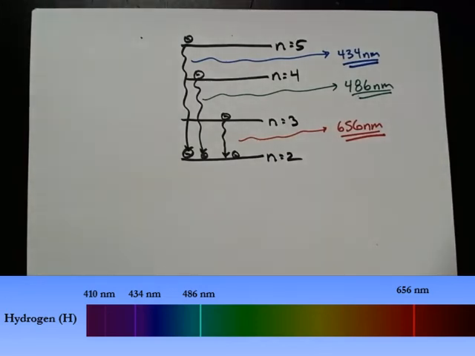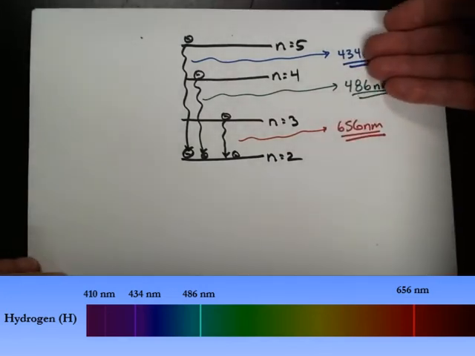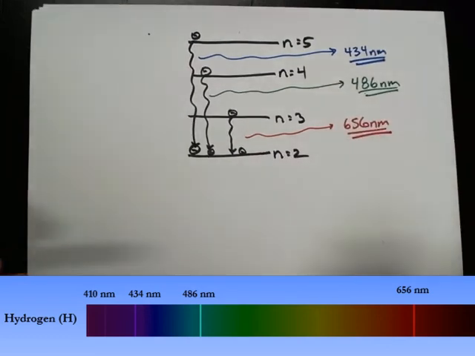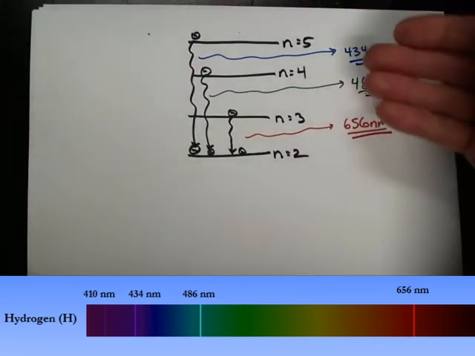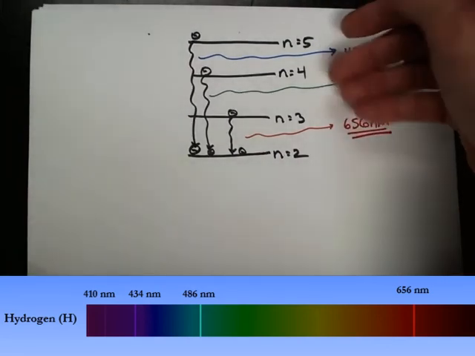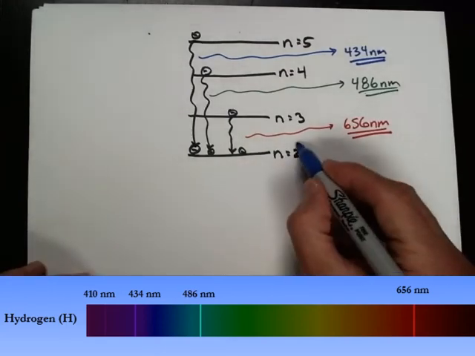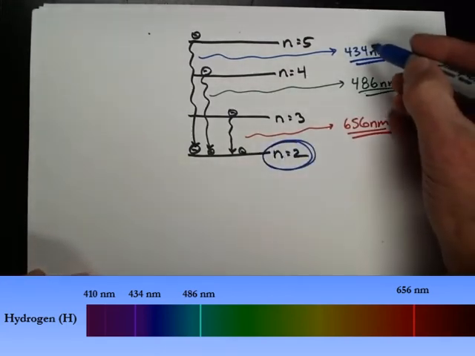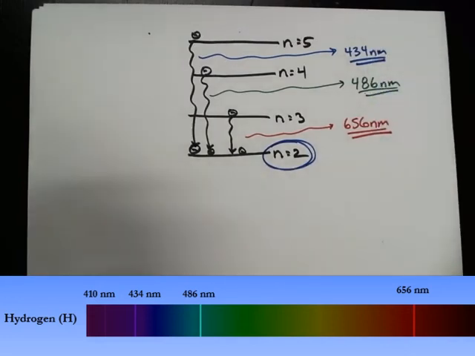And it does turn out that the colors of light that hydrogen gives off when it's excited and it releases electrons, if it drops from a higher energy shell to the n equal 2 shell, this tends to give off light in the visible region, and so these are photons of light that we can see.